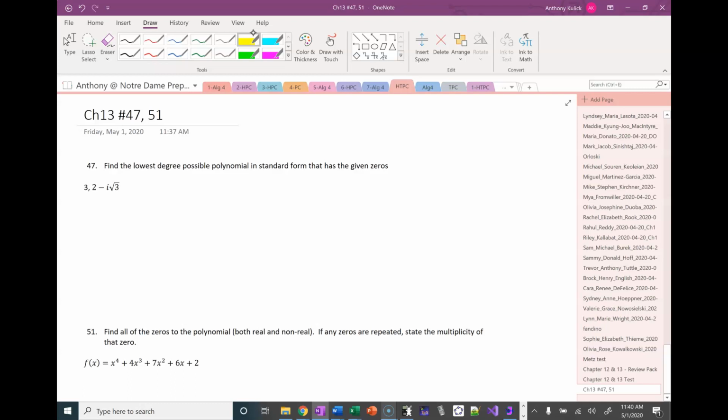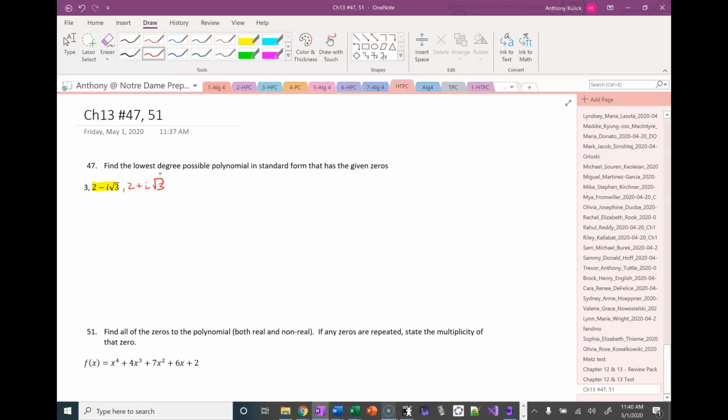So the issue here is that we have this imaginary zero. And for us to have a polynomial with integer coefficients, we need to have also its conjugate. So I'm going to also include the zero 2 plus i square root 3.